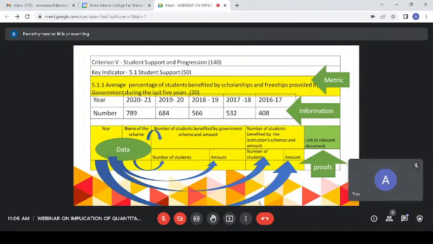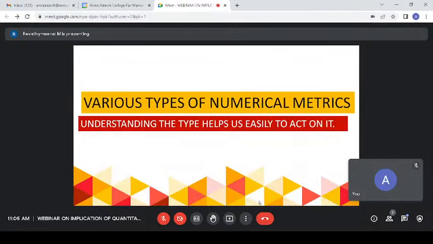Please go to the next slide. Please look at the various types of numerical metrics that we have. We need to understand what are the different types of metrics so that working it out will be very, very easy for us.